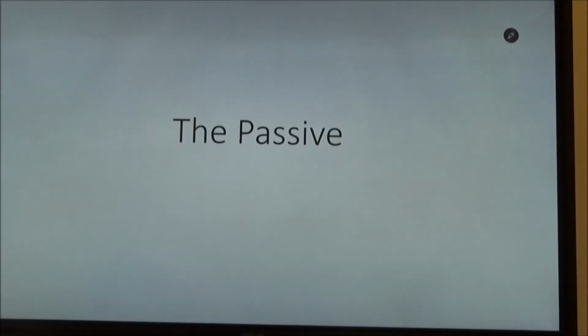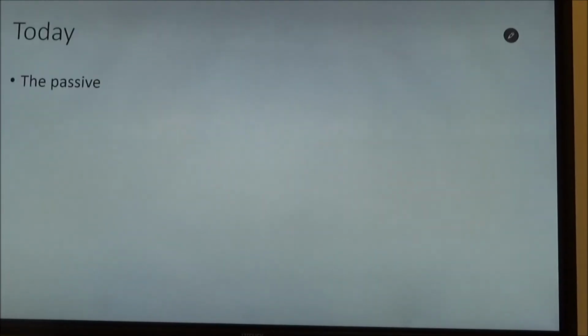Okay, today we'll talk about the passive. I hope this is not the title of your group, but the title of this topic instead. So I'd like to talk about the passive, which is one of the last topics that we cover for Grammar 1, and I'll tell you all about what it entails.